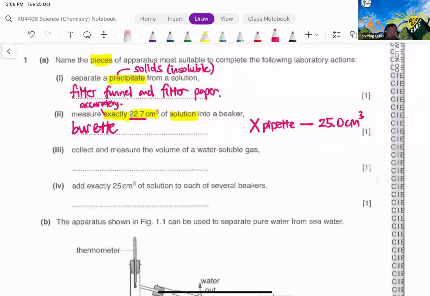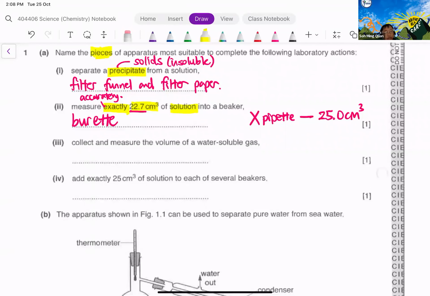All right. Next, collect and measure the volume of a gas. To measure volume of gas, this is gas syringe. Finally, the last one, add exactly 25 cm cube of solution. 25 cm cube is a key hint to you that it is a pipette. Okay, so the first question, 4 out of 4, just naming apparatus, we should be able to score 4 out of 4 where possible. Okay, so if you are lost, you can go back to the summary that I did on chapter 2, the measurement techniques, and go back there and revise all these again.